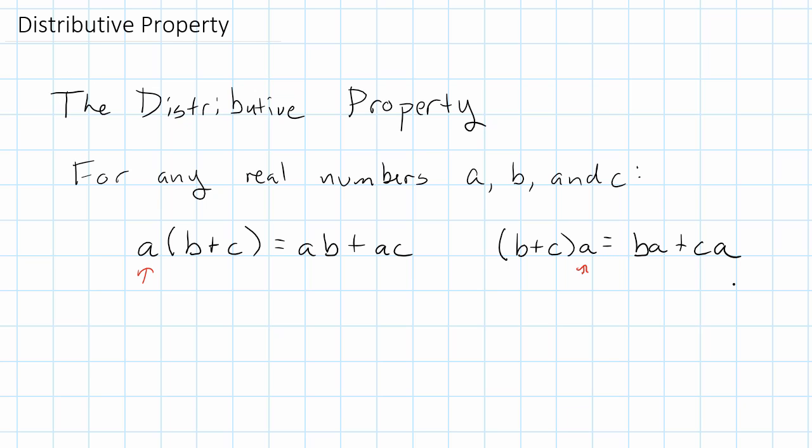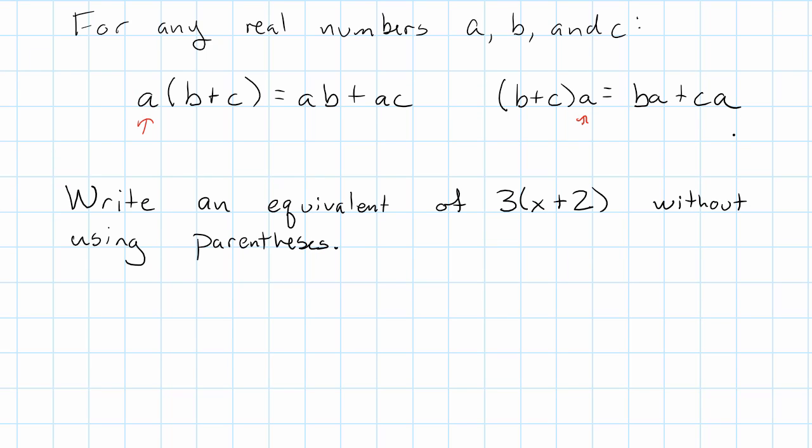How can we use the distributive property to get an equivalent expression? Well, let's suppose we wanted to write an equivalent of 3 times x plus 2 without using parentheses. We would use the distributive property, thinking 3 is my a, x is my b, and 2 is my c.